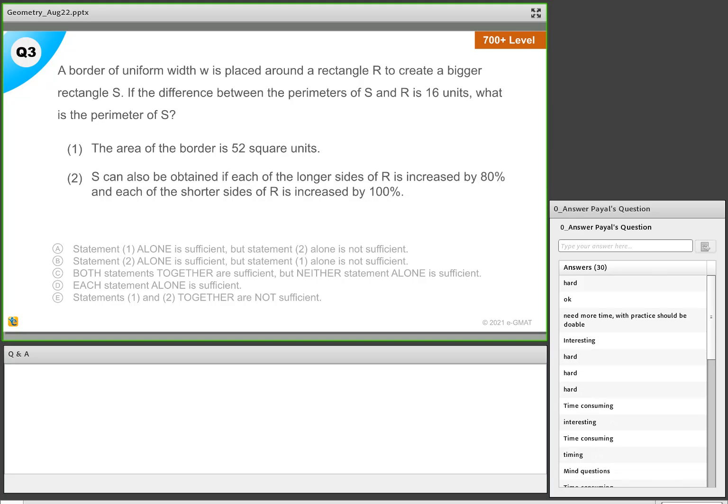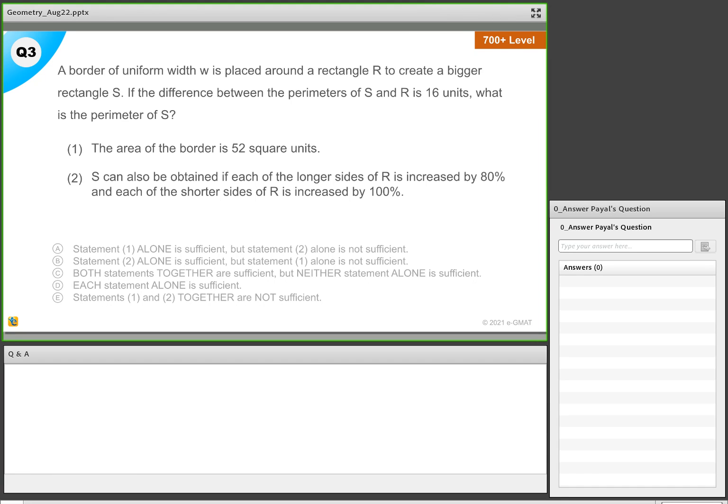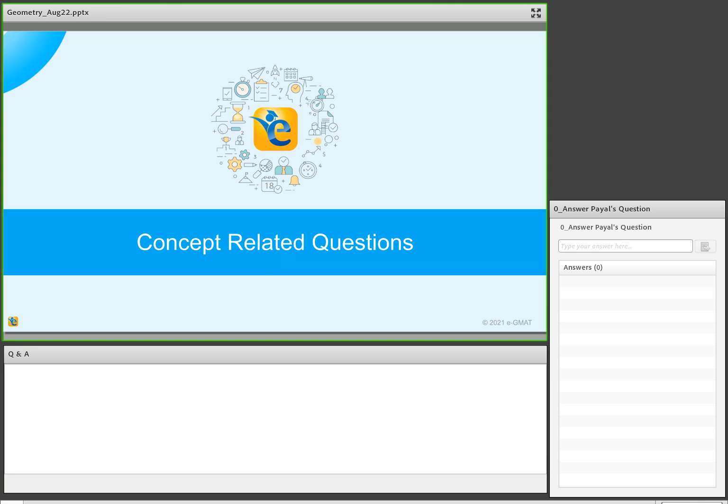So a lot of you think that these are time-taking questions, difficult questions, and all of that. I completely understand. All right, thanks for the feedback. Now we'll go through some concepts, and through that we'll then solve these questions once more. So just put on your seatbelt. We are going to enjoy the session a lot. Okay, so now let's move ahead to the concept related question.